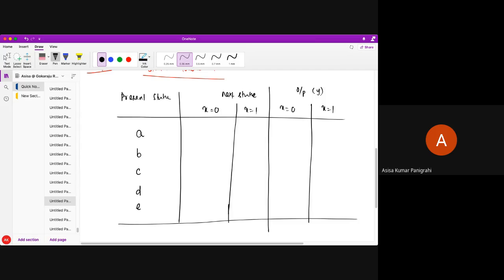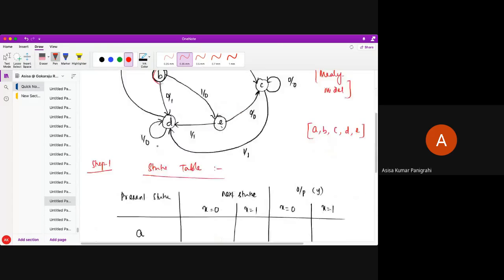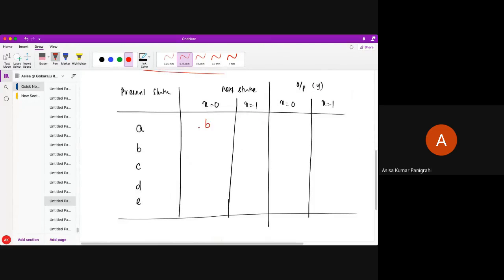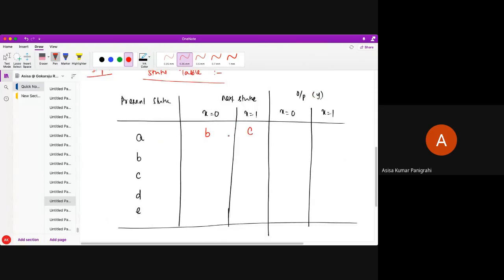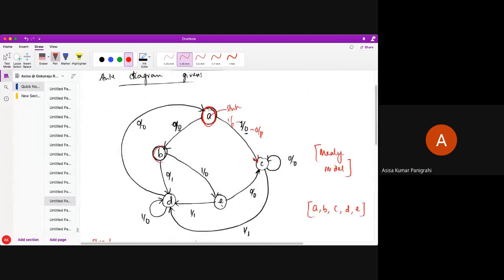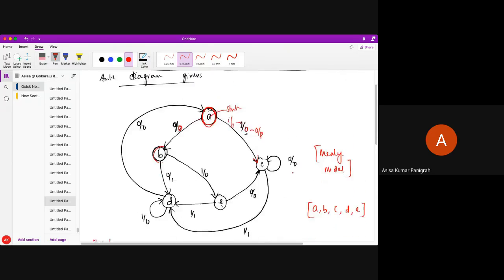Now I am at present state A. So tell me, if my input is 0, where am I going? I am going to state B. So I am moving to state B. Now input is 1, I am going to state C. You are seeing the arrow: input is 1, next state is C. And for input 0, I am having output 0. For input 1, output 0. So in both cases I have output 0. Are you understanding?